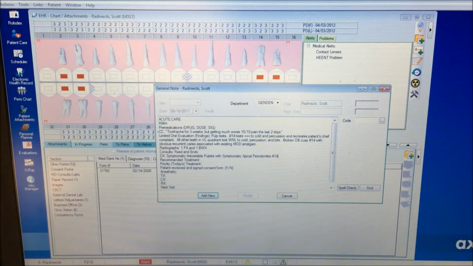Number 14. Now, keep in mind, you have to put the number of the tooth. A lot of people miss that. They put the exact diagnosis, but you don't know exactly which tooth we're talking about. So if you don't have a tooth number in there, it's not a diagnosis, unless it's not a tooth-related diagnosis, like pathology or something gingival.